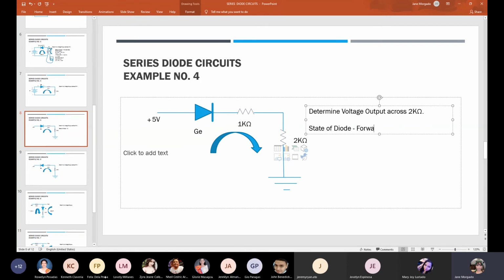State of diode. So, pag forward, ibig sabihin, diode is conducting. So this is germanium. The voltage drop across germanium is equal to 0.3 volts. Okay? 0.3 volts.